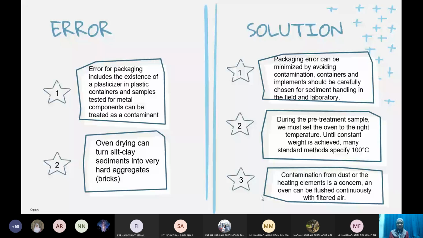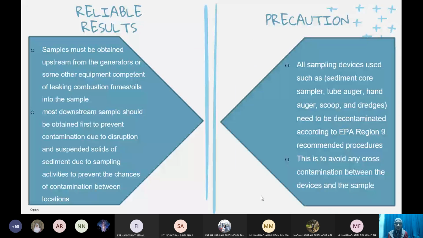Next, to obtain reliable results, samples must be obtained upstream from the generators or from some other equipment capable of leaking combustion fumes or oils into the sample. Most downstream samples should be obtained first to prevent contamination due to disruption and suspended solids of sediment due to sampling activities, to prevent the chances of contamination between locations.